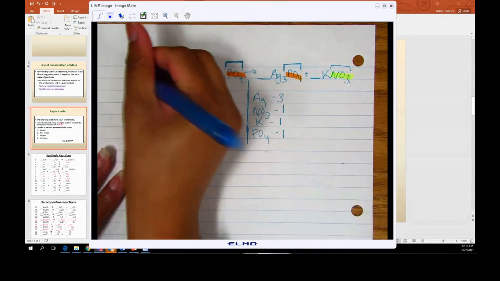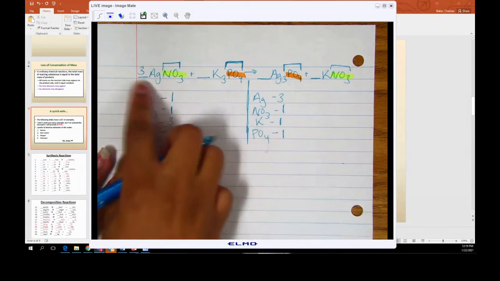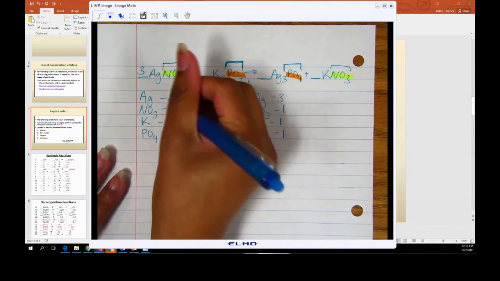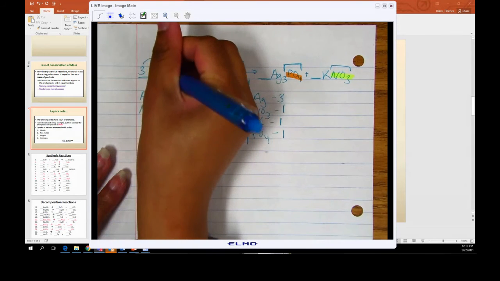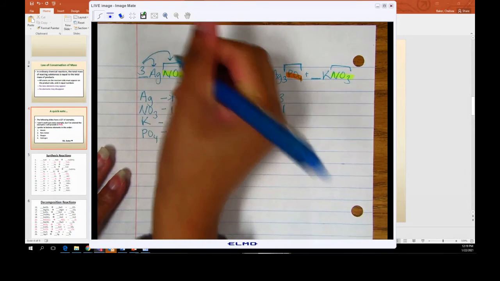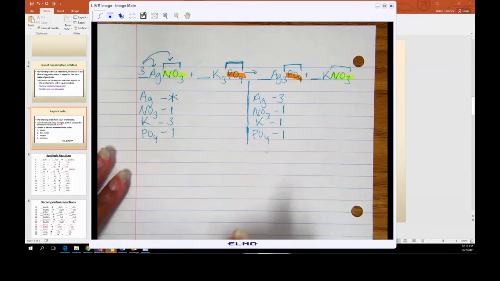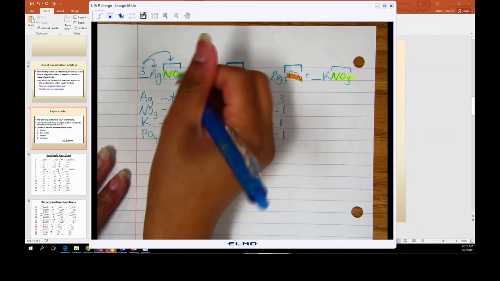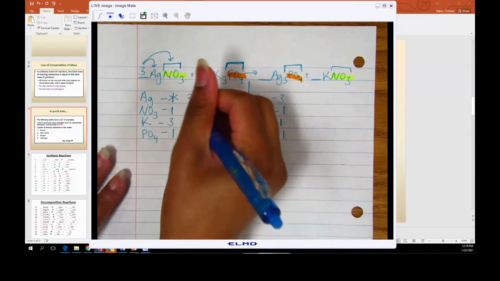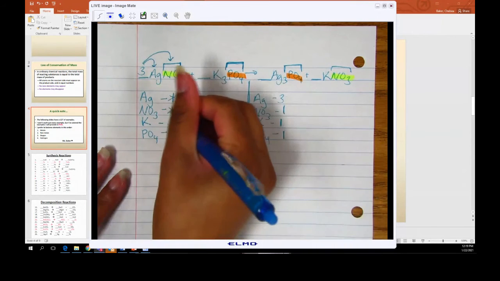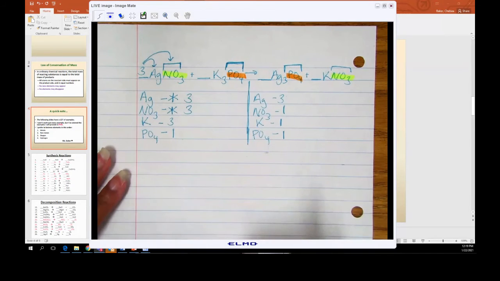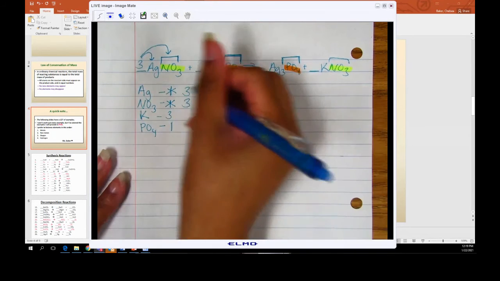And I'm going to put a 3 coefficient in front of that silver nitrate. That'll of course change my number of silvers and it'll change my number of nitrates. All right, once again, I'm treating the nitrate as a whole unit. Let me go back over to this side because now my silvers are okay.